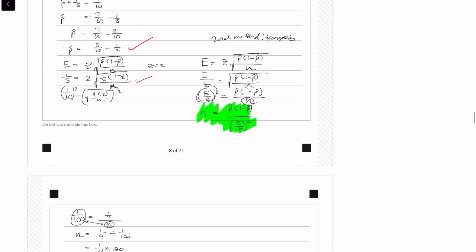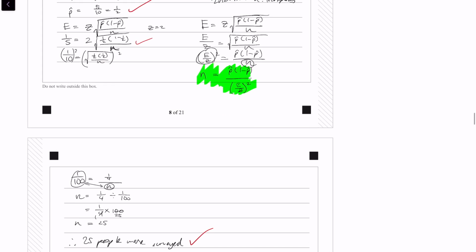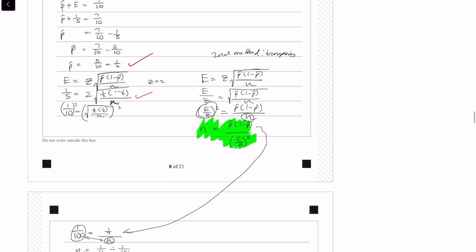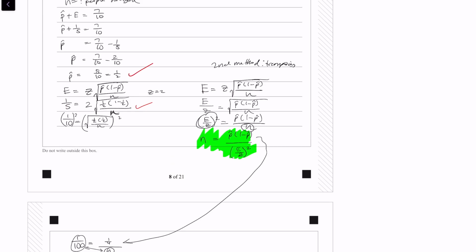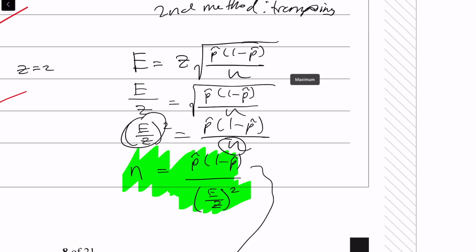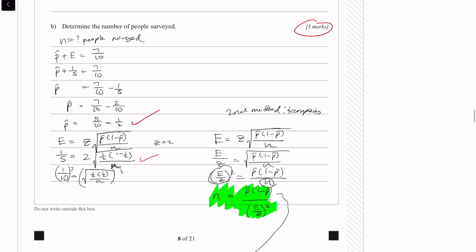surveyed, right? And so we can sort of see that here where we have the p hat times 1 minus p hat as a quarter, and then the E over Z, which was going to be 1 over 5 divided by 2, which is a tenth, squared that's 100. So we can sort of see that it fits with the equation. So that's how I've transposed it there.